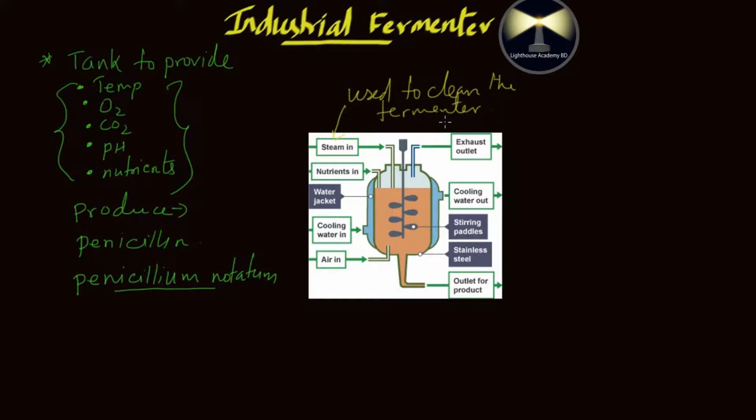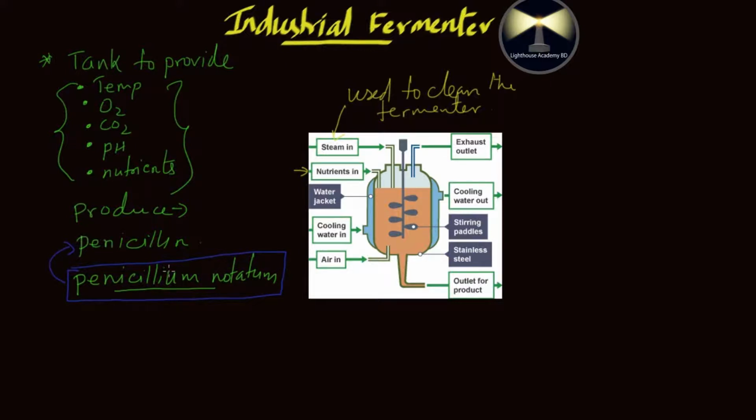Okay, the fermenter is cleaned with the help of hot steam. Alright? Now, what is this nutrient column? This nutrient one. Let me write it with blue. Okay. What is this nutrient inlet? As I said, this Penicillium notatum is nurtured in industry for what? In order to get this product, penicillin.